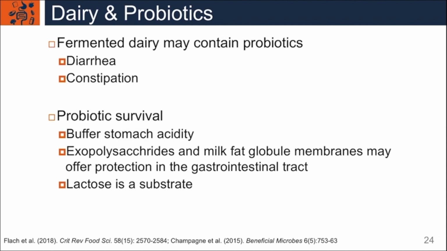Some of the proposed mechanisms for this improvement in probiotic survival include the contributions of the yogurt to buffering stomach acidity, the presence of lactic acid bacteria-derived exopolysaccharides and milk-fat globular membranes offering protection in the gastrointestinal tract, or the presence of lactose as an energy source for the probiotics.